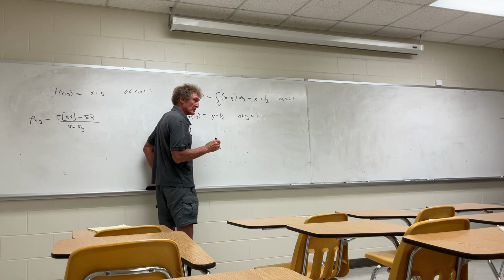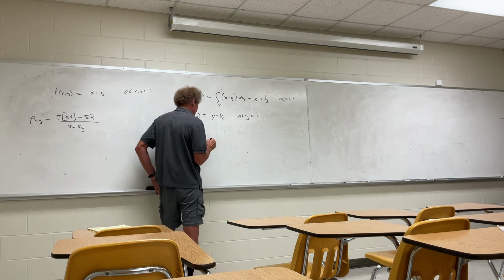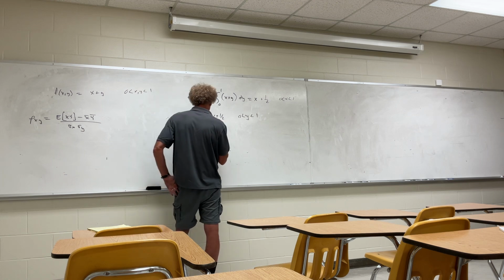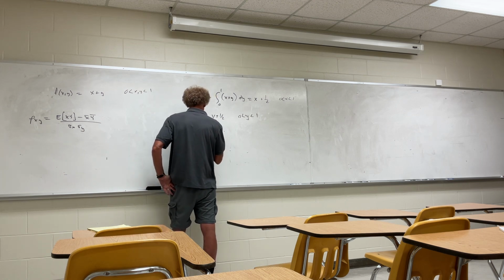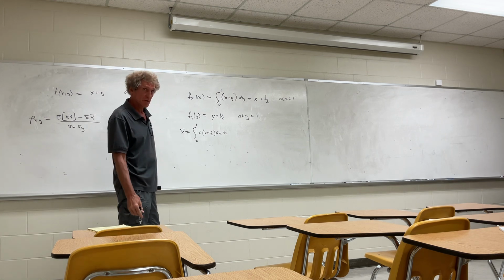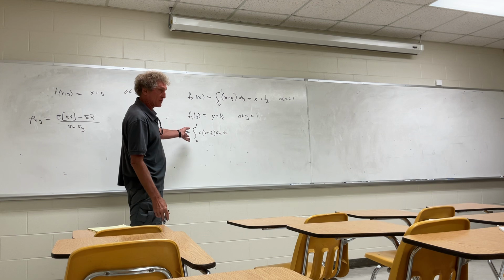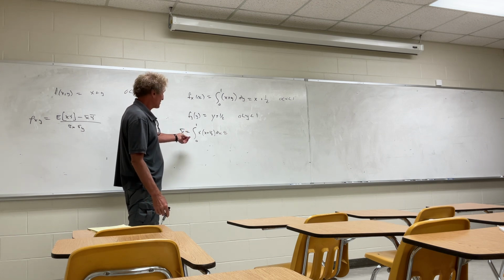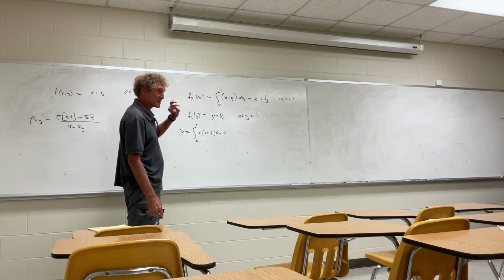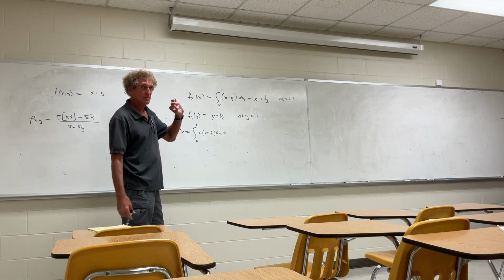That's the expected value. That's the integral from 0 to 1 of x times f of x, so it's x times x plus 1 half, dx. First, I'm going to make sure everybody sees this. Do you understand it? I just take the very definition. The expected value of x, or x bar, is simply x times the density function f of x, integrated. You all agree?